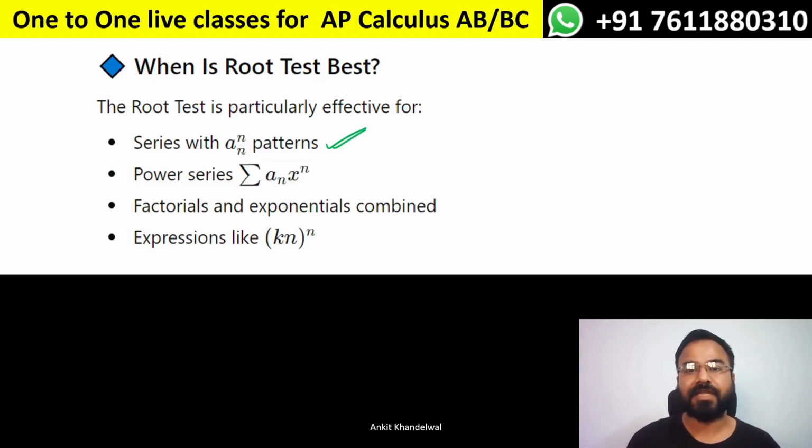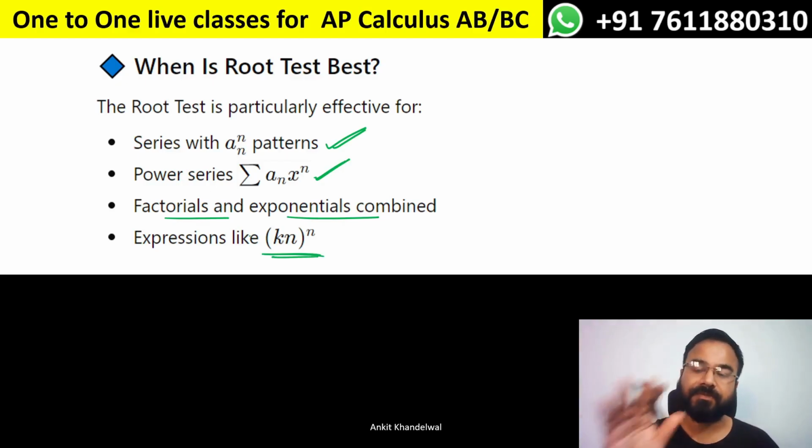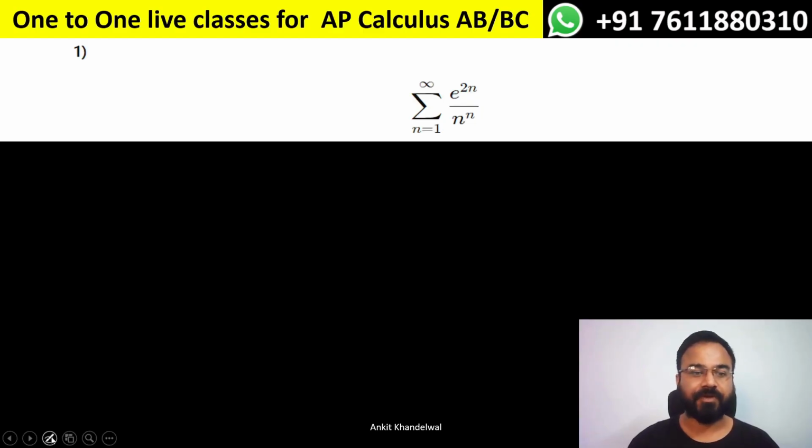So let's understand when this test is the best one. When you have this type of pattern, a_n raised to the power of n, or a power series that looks like sigma a_n x to the power n, when factorials and exponentials are combined, and in series where we have n to the power of n along with some constant. Sometimes the ratio test can also be used in these. So let's understand with the help of some questions.